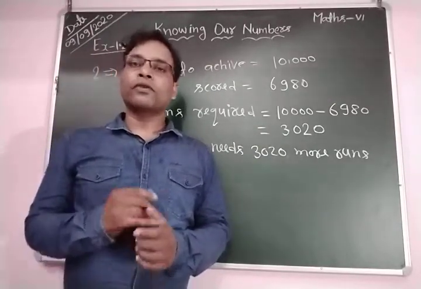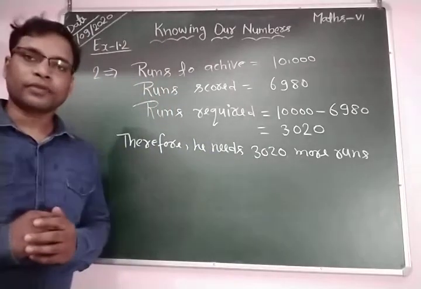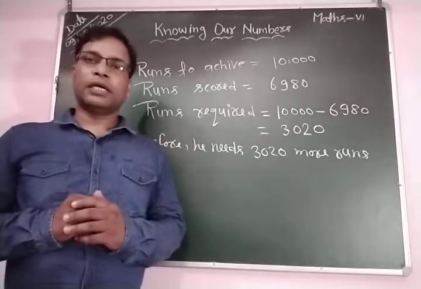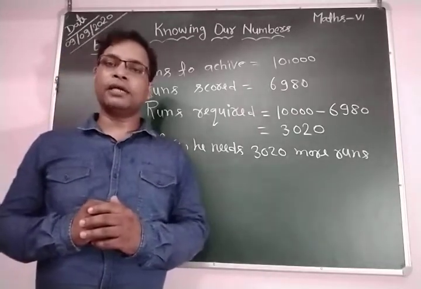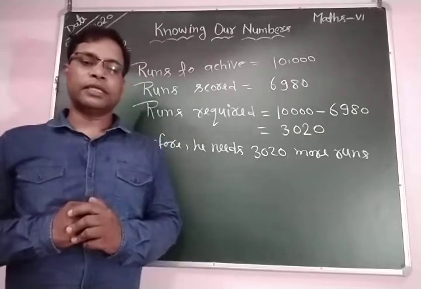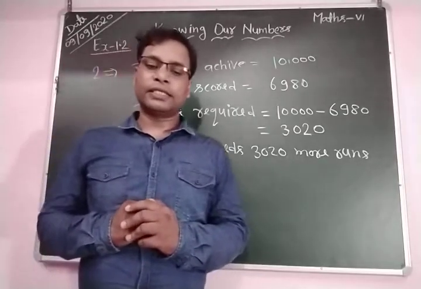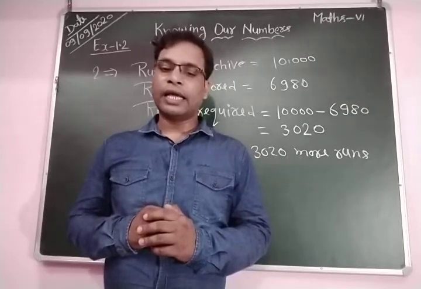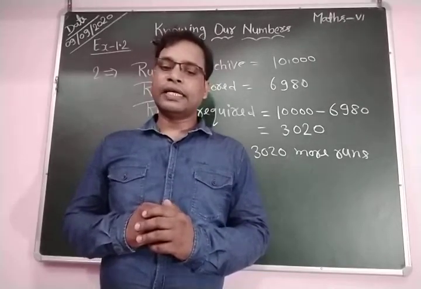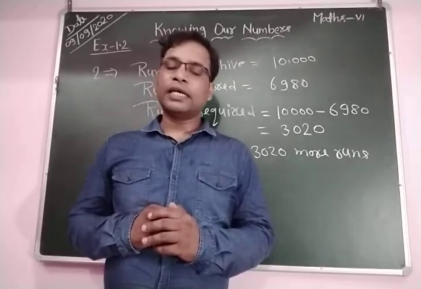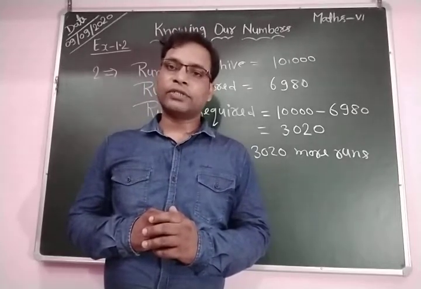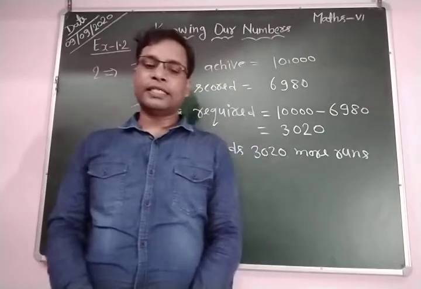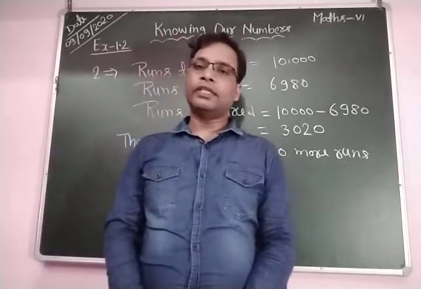Now we are going to discuss the next question. The next question is question number 3. In an election, the successful candidate registered 5,77,500 votes and his nearest rival secured 3,48,700 votes. By what margin did the successful candidate win the election?